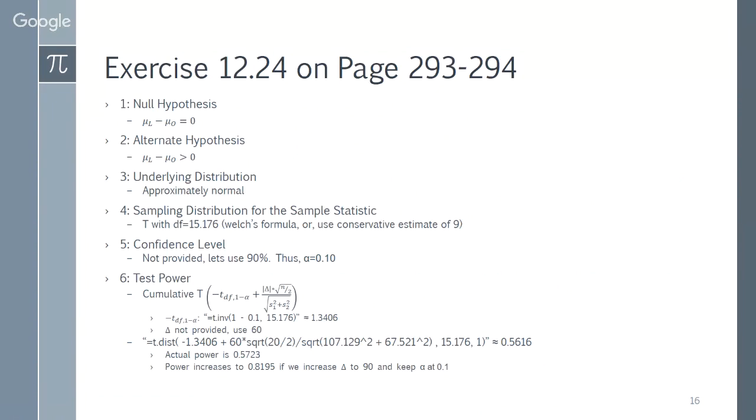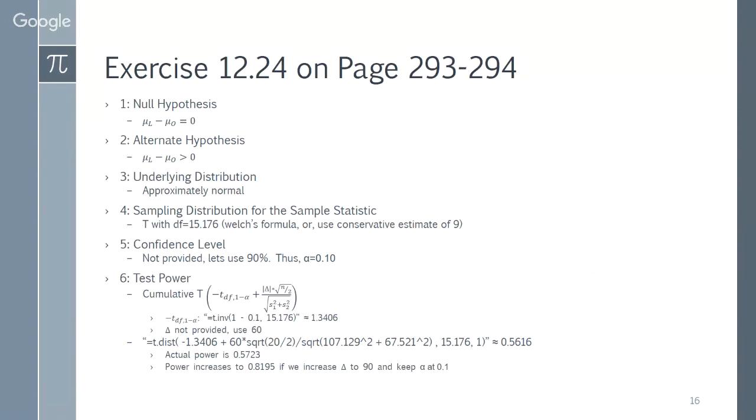The underlying distributions, they're both approximately normal. This is great for our central limit theorem, which implies that our sampling distribution for the sample statistics, again, is going to be a t distribution. Using Welch's formula, we find that there are 15 degrees of freedom, or using a conservative estimate is 9. Now again, how to get 9? Well, both of the group sizes are equal, so I take 10, which is the group size, minus 1 to get 9. The confidence level, so it wasn't provided to us, but let's use 90% confidence this time.